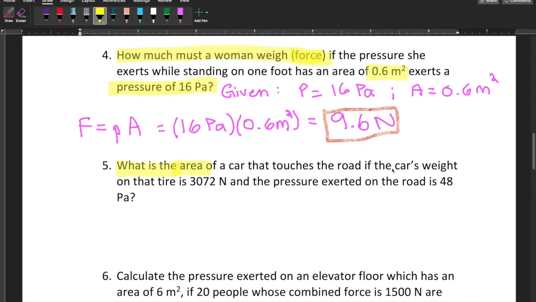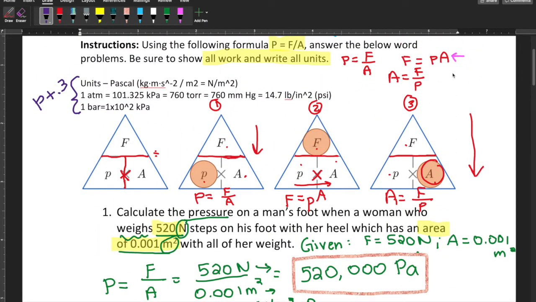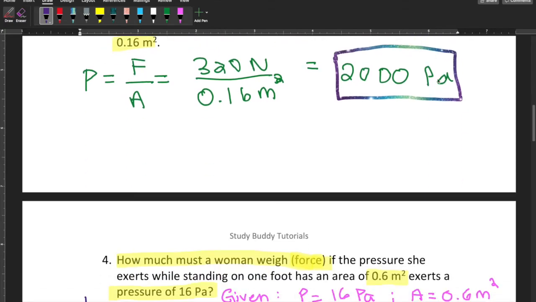Of a car that touches the road, if its weight on that tire is 3,072 newtons, and the pressure exerted on the road is 48 pascals. So here we're solving for area. So I'll do this in a little bit different way. So we were given the equation pressure is equal to force over area, right? That's our overarching equation for pressure. So I'm going to do it in a way that you don't really have to solve for force or area like we did using the triangle here and this equation here.